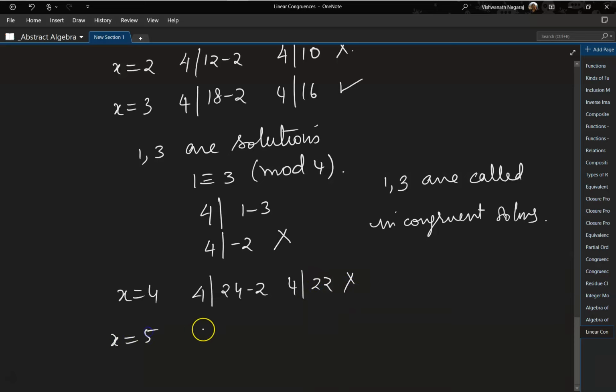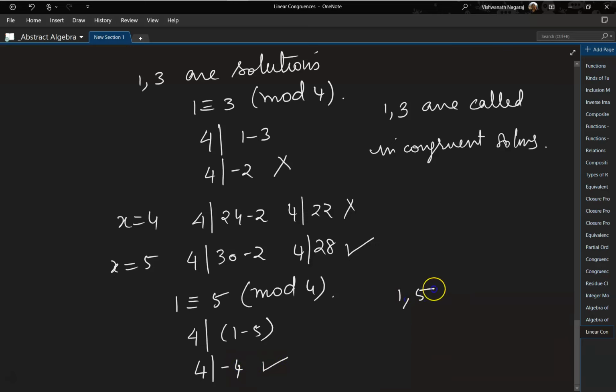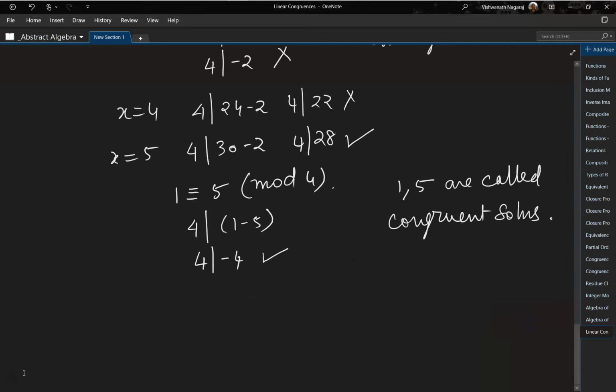But what about x equal to 5? 4 divides 6 times 5, 30, minus 2. 4 divides 28. Yes. Now let's compare 1 and 5. Are they congruent? 1 is congruent to 5 mod 4. That means 4 divides 1 minus 5, so 4 divides minus 4. Yes. So here 1 and 5 are called congruent solutions.